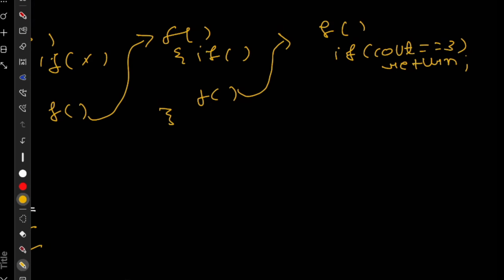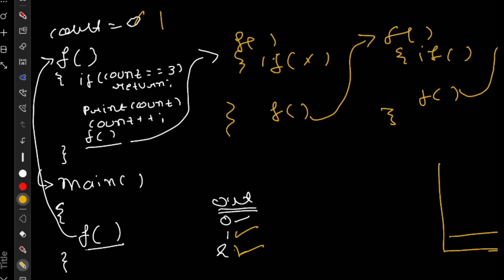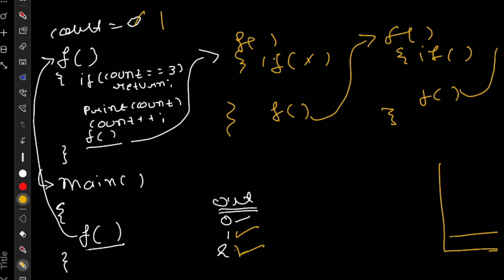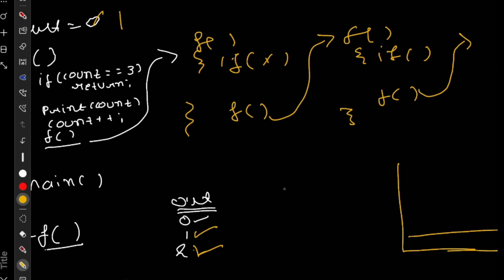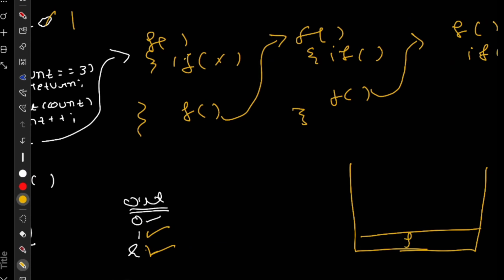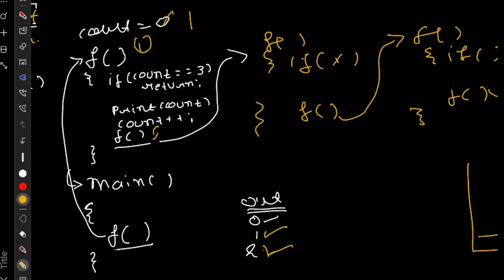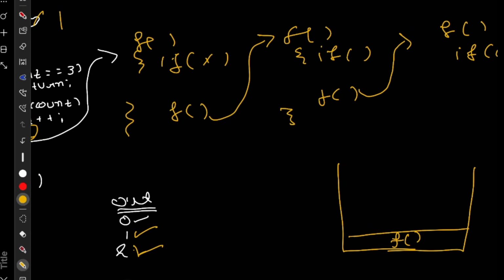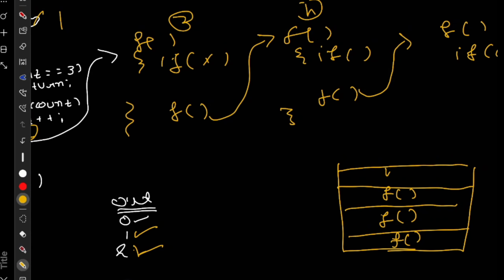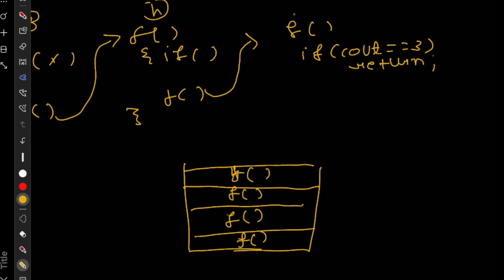How does it work, how does it look in stack, in memory? The first time this function is called by the main function, it will be stored in memory like that, f. That is the first time. When it is called the second time, it is stored here. Third time again. Fourth time. And this one is the last, fifth time.